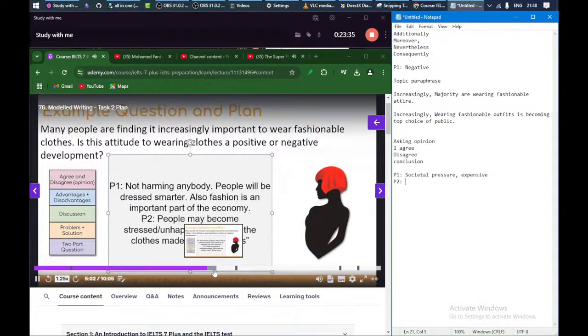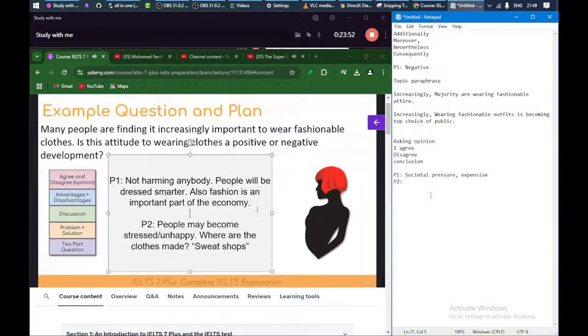Supporting paragraph 2. People may become stressed or unhappy trying to keep up with fashion. And also, where are the clothes made? Sweatshops. Is it ethical? Are children or other such people making these clothes? So that's definitely something I can discuss for the negatives.